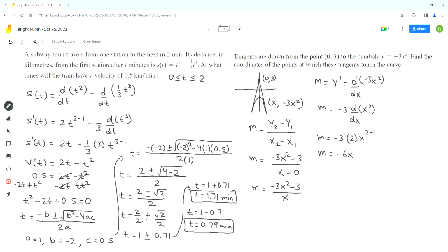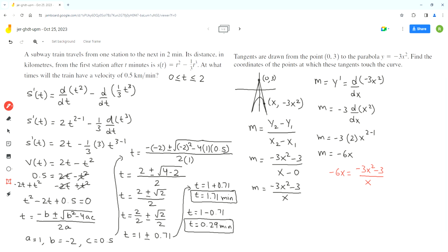Now this expression can be simplified to m equals negative 3x squared minus 3 over x. Now we have two expressions for the slope of the tangent, and since it's the same tangent, these slope expressions should be equal to each other. So I can use a different color. Our equation will be negative 6x equals negative 3x squared minus 3 over x. This is the equation we have to solve to find the value of x.